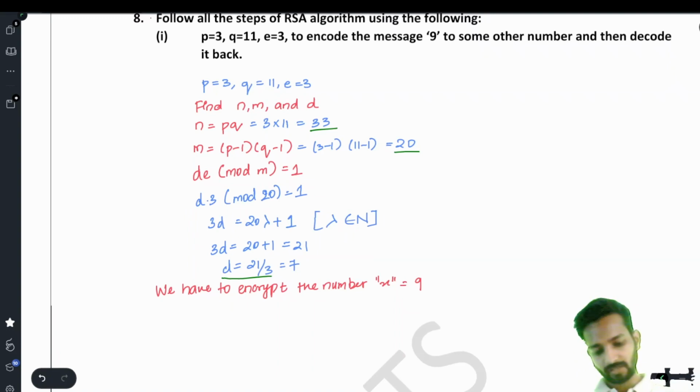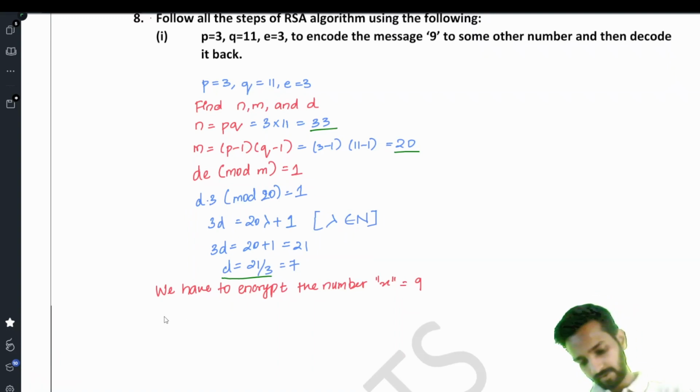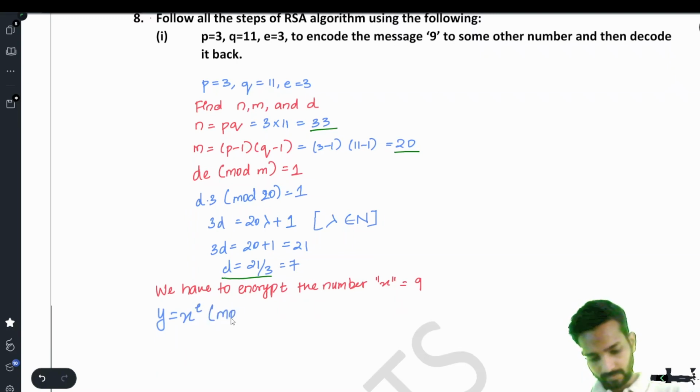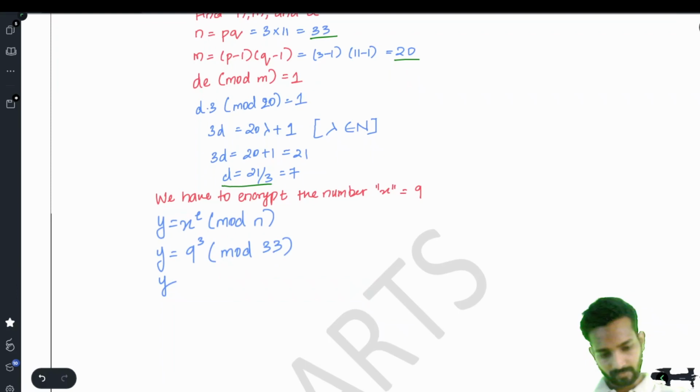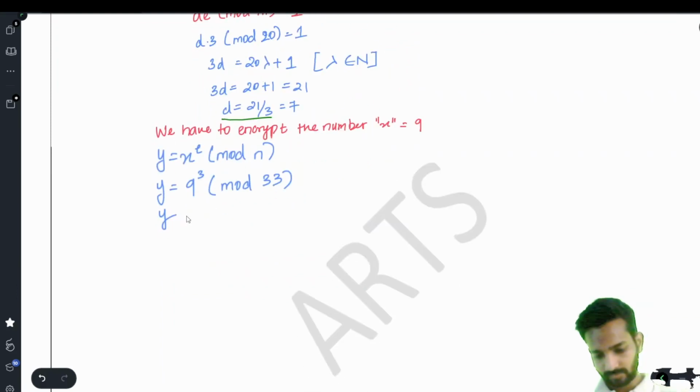We have to encrypt the number x is equal to 9, and we will be writing y is equal to x power e mod n. So y will be 9 power 3 mod 33. y is equal to 729 mod 33, and hence now how will you find this value?